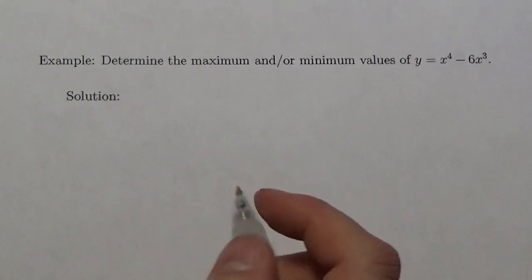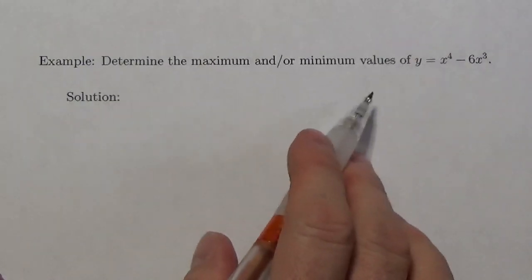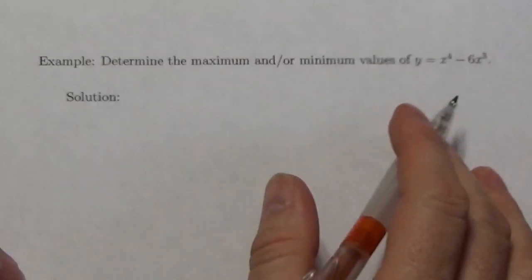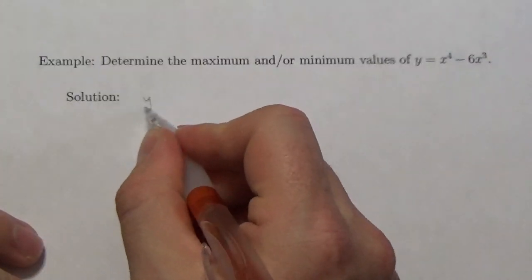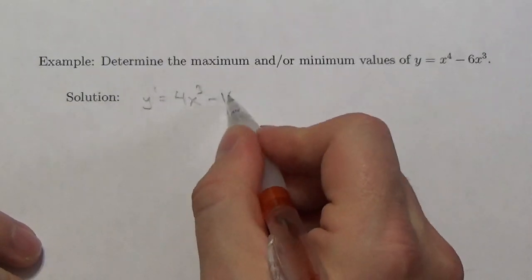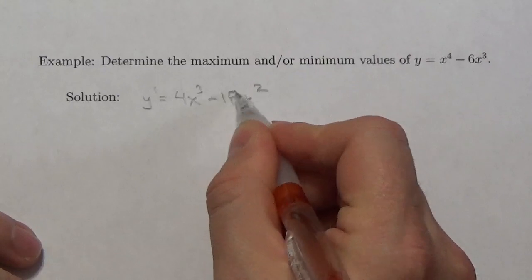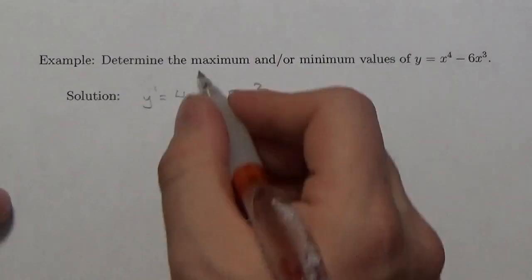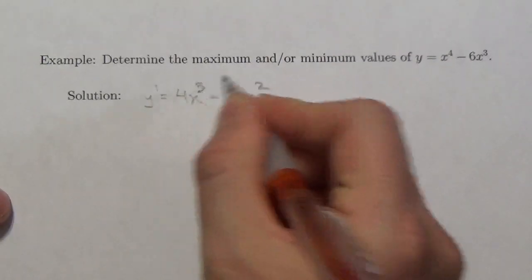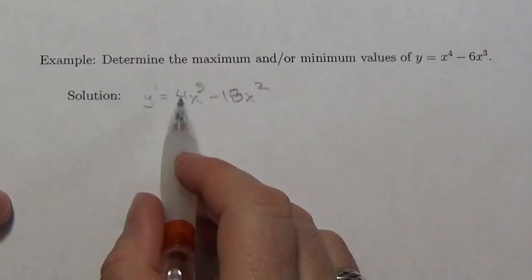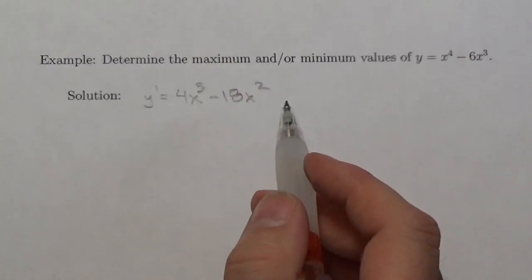Okay, one more question here. Determine the maximum and or minimum values of y equals x to the fourth minus 6x cubed. Okay, so the first thing we were going to want to do here, just like before, is we're going to want to take that first derivative there. Okay, and actually that should make sense. You should always be taking a derivative. In a course like this, that's like your go-to thing to do here. So x to the fourth minus 6x cubed is going to be 4x cubed minus 18x squared.